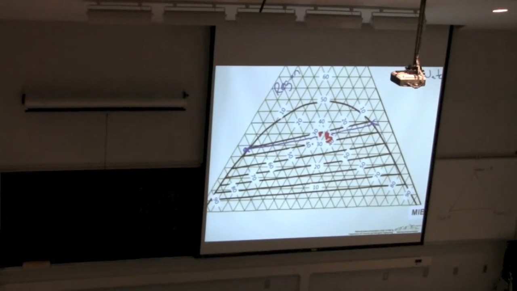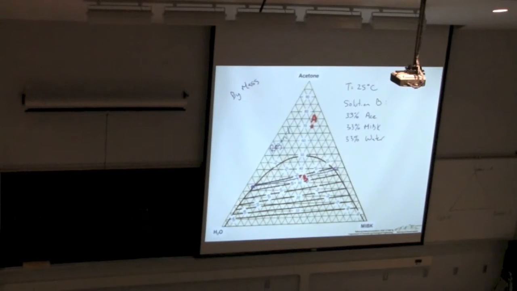Just as a disclaimer, reading any kinds of diagrams or plots can be a little open to interpretation, so hopefully our answers are somewhat similar to each other's. This is going to be known as the water-rich phase because it's heavy in water. And this is going to be known as the MIBK-rich phase because it's obviously heavy in MIBK. So now we read these two separate plots.